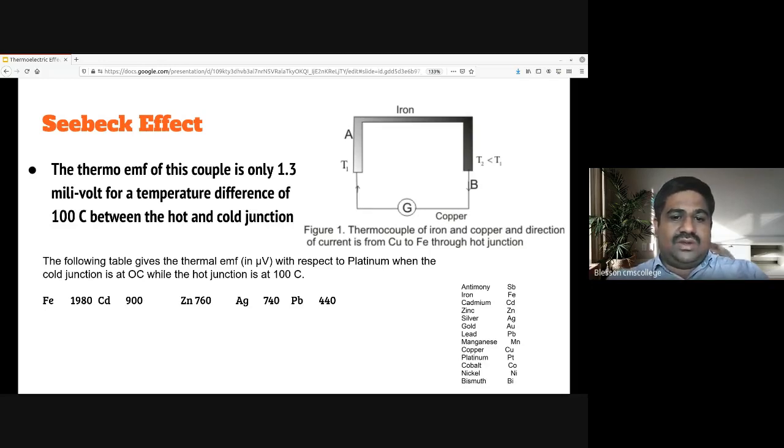We can see that iron, which is the farthest element in the given list, farther than cadmium, zinc, silver, and lead, has higher thermo EMF than lead, which is near to platinum in this thermoelectric series. Okay, you got the point.